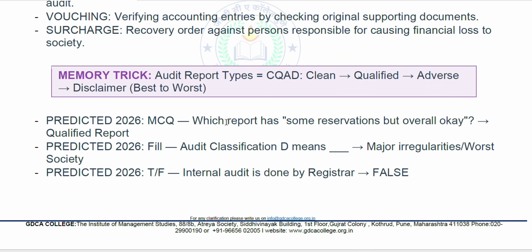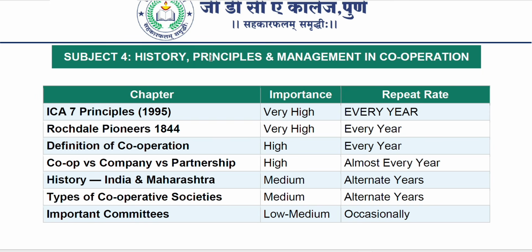Predicted 2026 MCQs: which report has some reservations but overall okay? Qualified report. Prediction 2026, fill in the blanks: audit classification D means major irregularities, worst society. Predicted 2026, true or false: internal audit is done by registrar. False.